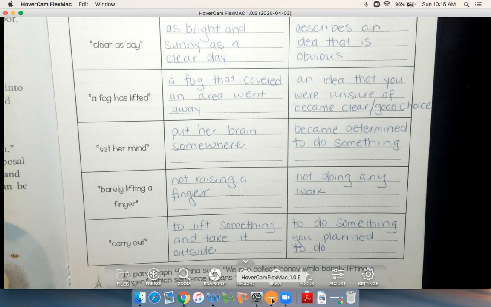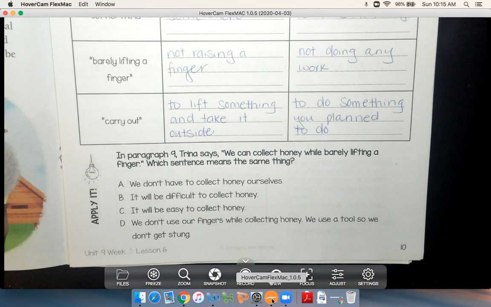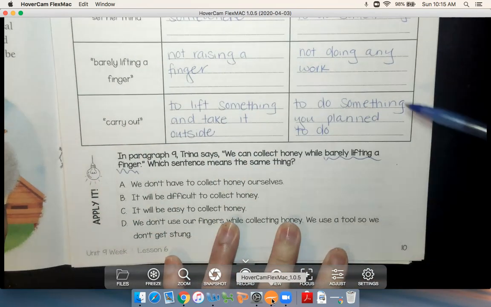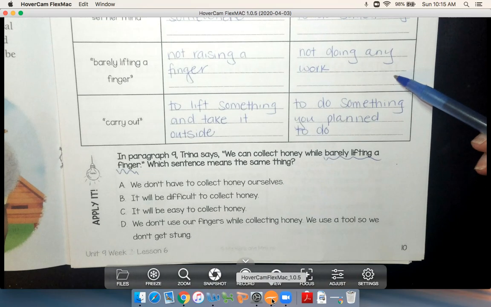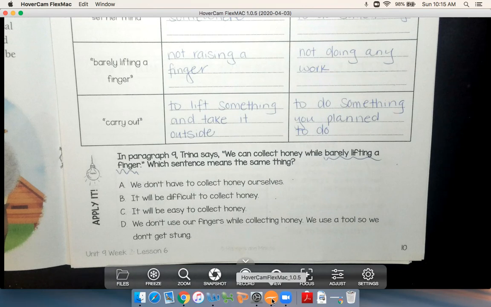Okay, and now we're going to go ahead and look at the question at the bottom of my page. It says, in paragraph 9, Trina says, we can collect honey while barely lifting a finger. Which sentence means the same thing? So remember, we talked about barely lifting a finger as an idiom up here, right? It means not doing any work. So which of these down here means the same as not doing any work or barely lifting a finger?